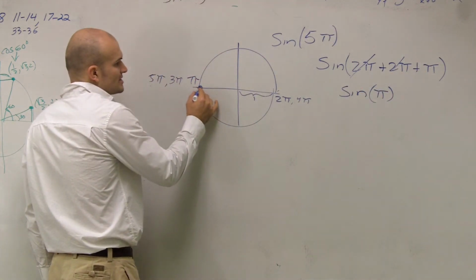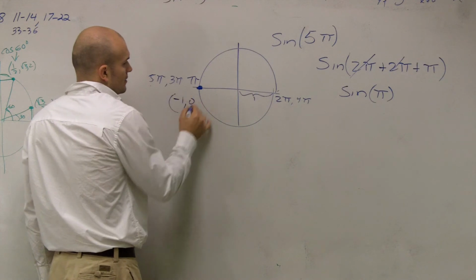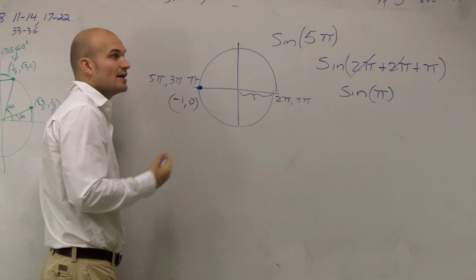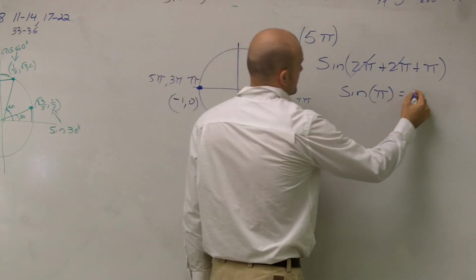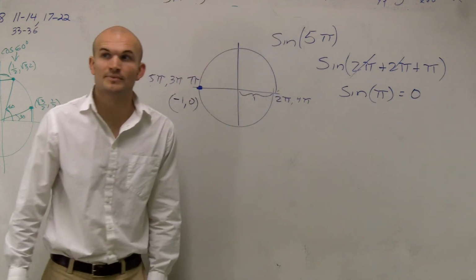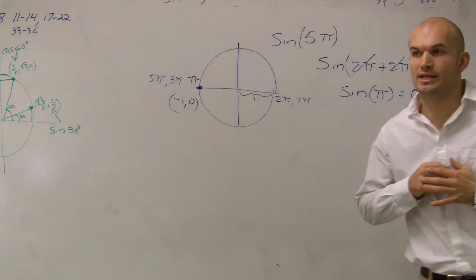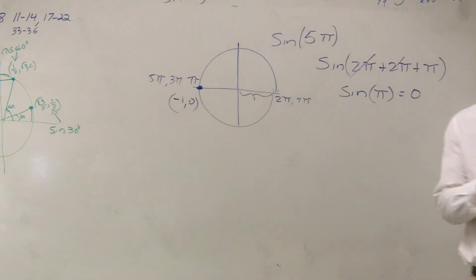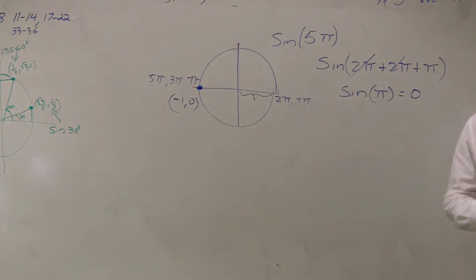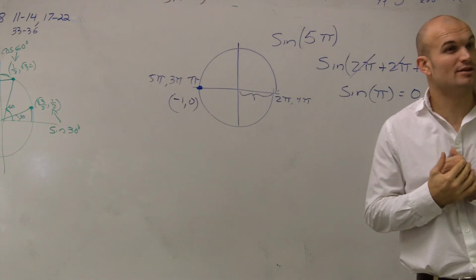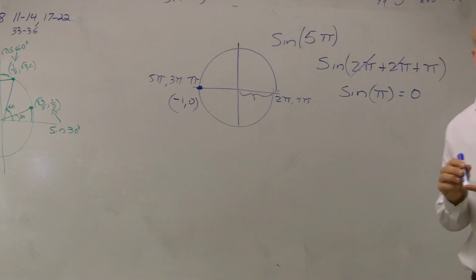Well, we need to look at what this point is. It's -1, 0. Sine represents the y value. So sine of pi is 0. If you guys want to plug it in your calculator, make sure you're in radian mode and type in the sine of pi and you will get 0. That's another way you can check your answer. Just make sure your mode is in radians.